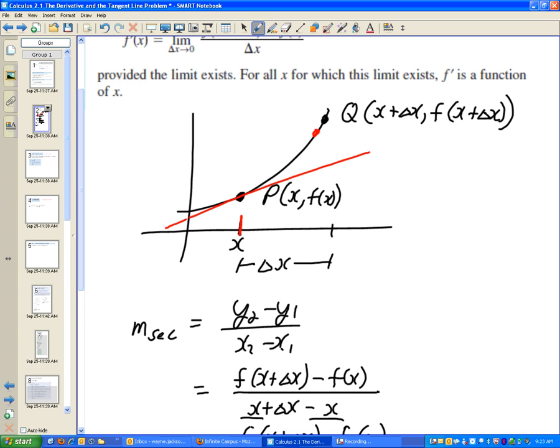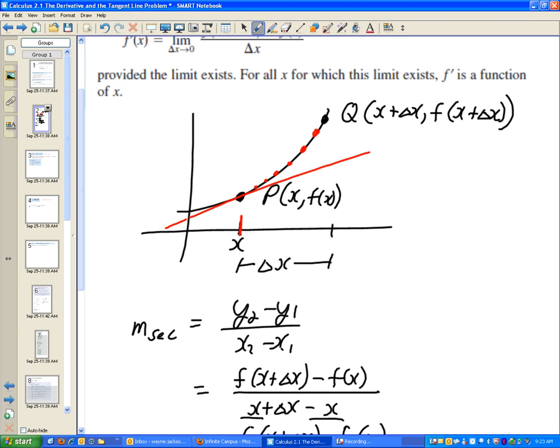I don't know what it is, but it's got a slope. If I move Q closer to P, the slope of that new secant line is a little bit closer to equaling the slope of the tangent line. Closer, closer, closer. It keeps getting closer, right? As I move Q closer to P.